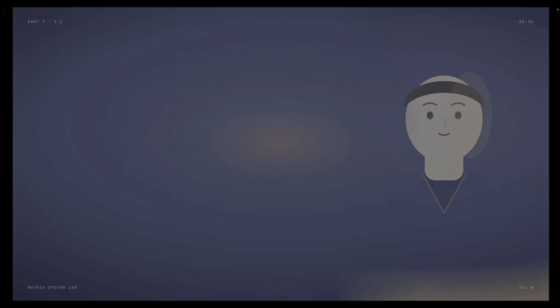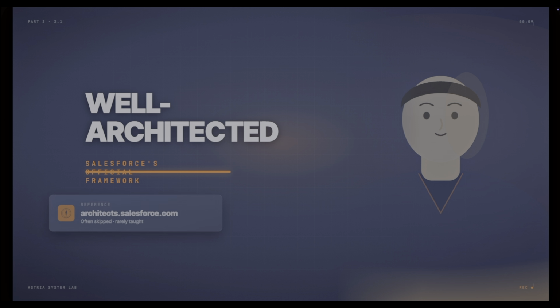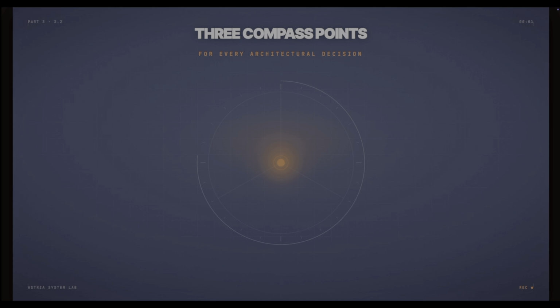How do you know if you have architected each area well? That's where Salesforce's official architecture framework comes in. It is called Well Architected, published on the Salesforce Architect website. 3 pillars, 3 compass points for every architectural decision.